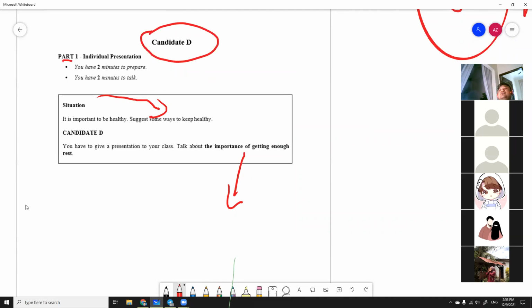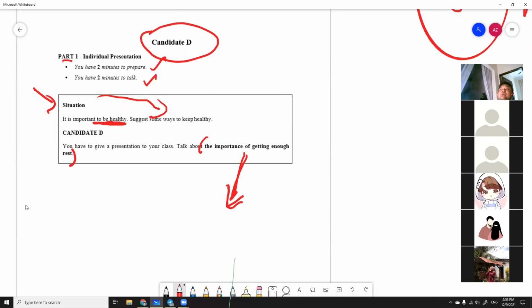So first of all, you would see your situation and you would see your task. Okay, this is actually the task of yours. So you will be given 2 minutes to prepare. You will be given 2 minutes to talk. Okay, so your situation would be, it is important to be healthy. So the key point is to be healthy.